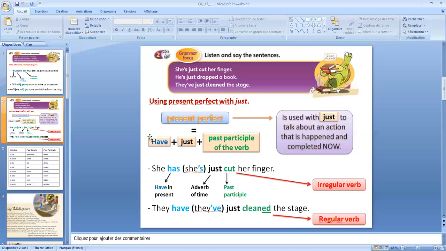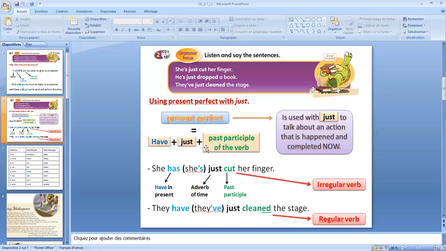This is the form: verb have plus just plus past participle. So the form of present perfect is only have and past participle, but we use it with just sometimes in order to talk about an action that has happened and completed now. Okay, we are talking about now. It means present, and the action has happened, or is finished now. Happened and completed now.